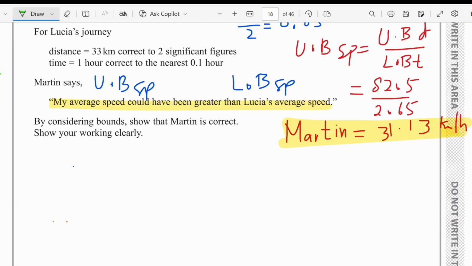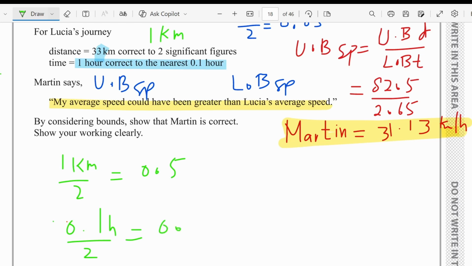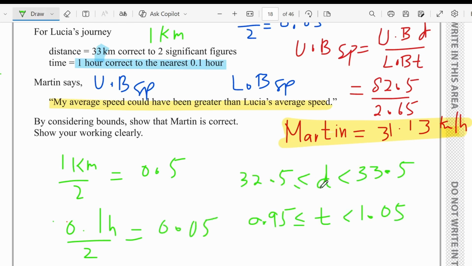Correct to two significant figures means this is the 10th place, so we take only the one's place, that is 1 correct to 1 kilometer. Dividing 1 kilometer by 2 gives 0.5. For the second one, 1 hour correct to 0.1 hour, divided by 2, gives 0.05. For the upper and lower bound distance, we add 0.5 to 33 and subtract 0.5 from 33. Similarly, for the upper and lower bound time, we add 0.05 to 1 hour and subtract 0.05 from 1 hour.